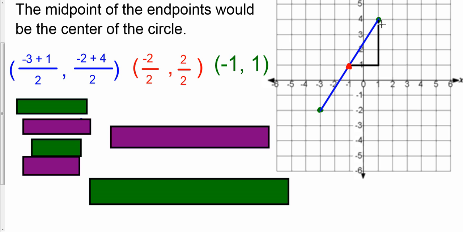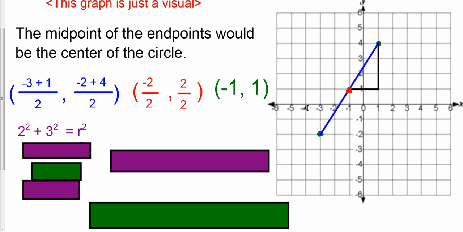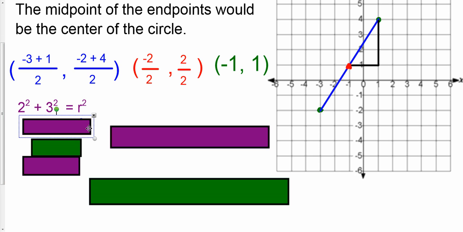2 over and 3 up. So I can use that to find my radius here. Put it into the Pythagorean theorem. 2 squared plus 3 squared equals r squared. This length was 2. This length was 3. So now we've got 2 squared plus 3 squared equals r squared.